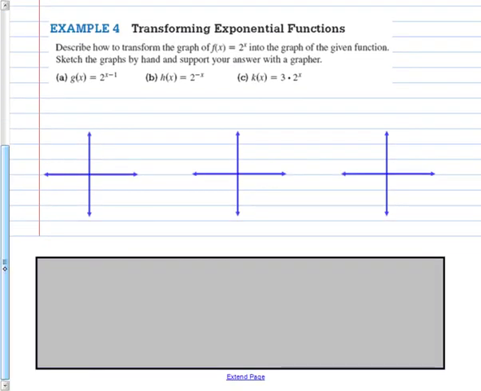So let's transform them. But we're used to transforming. We know how to stretch them and do stuff like that. So they say just take f of x equals 2 to the x and sketch the graph by hand. Support it with a grapher. Well, I'll reveal it down here in a minute. So let's take this one. I have subtracted 1 from the x. What does that do for it?